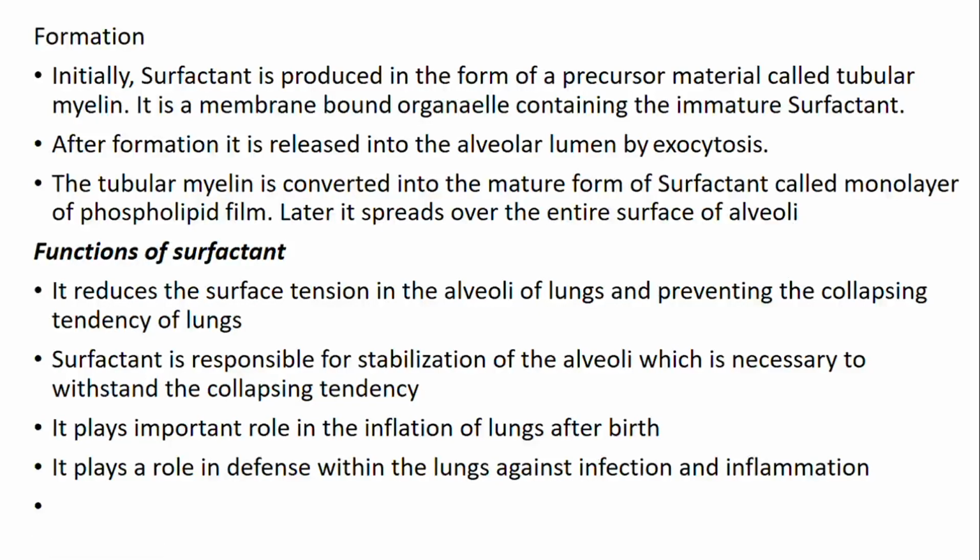Initially, the surfactant is produced in the form of a precursor material called tubular myelin. It is a membrane-bound organelle containing immature surfactant. After the formation, it is released into the alveolar lumen by exocytosis. The tubular myelin is converted into the mature form of surfactant, a monolayer of phospholipid film. Later, it spreads over the entire surface of the alveoli. The main function is that it reduces the surface tension in the alveoli of the lungs, preventing the collapsing tendency of the lungs.